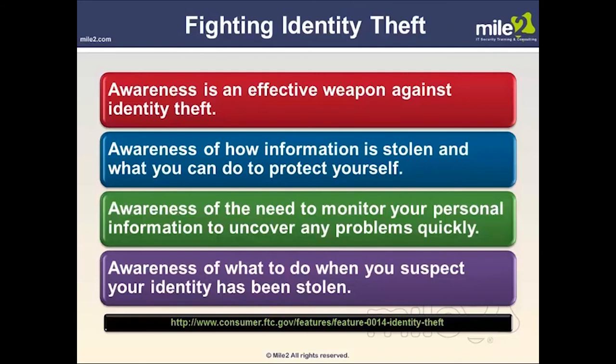Awareness also of the need to monitor your personal information to uncover any problems quickly. Again, very, very interesting. I did a little project where I actually used somebody else's credit card with their permission, of course, and I spent over $4,000 using that credit card. I did everything from purchasing things online to physically going to the store and purchasing items to going to a restaurant, and I was never asked for ID.